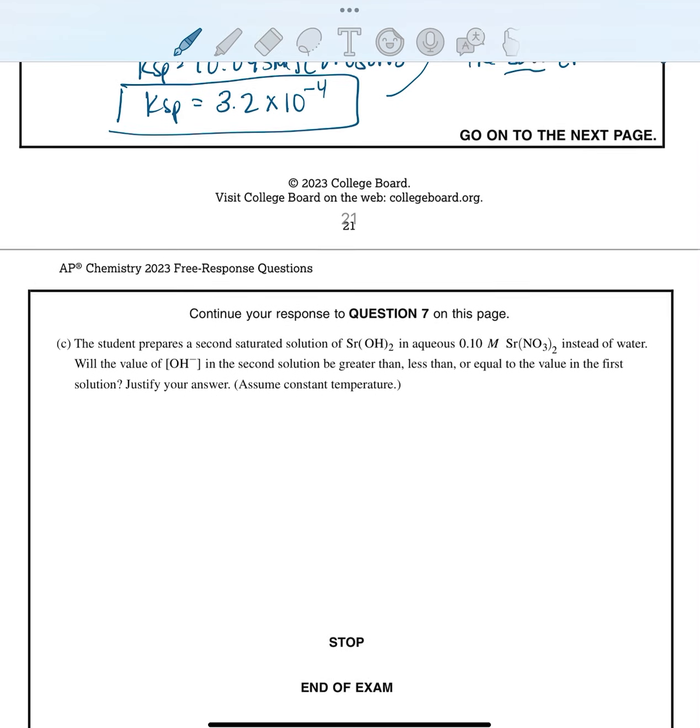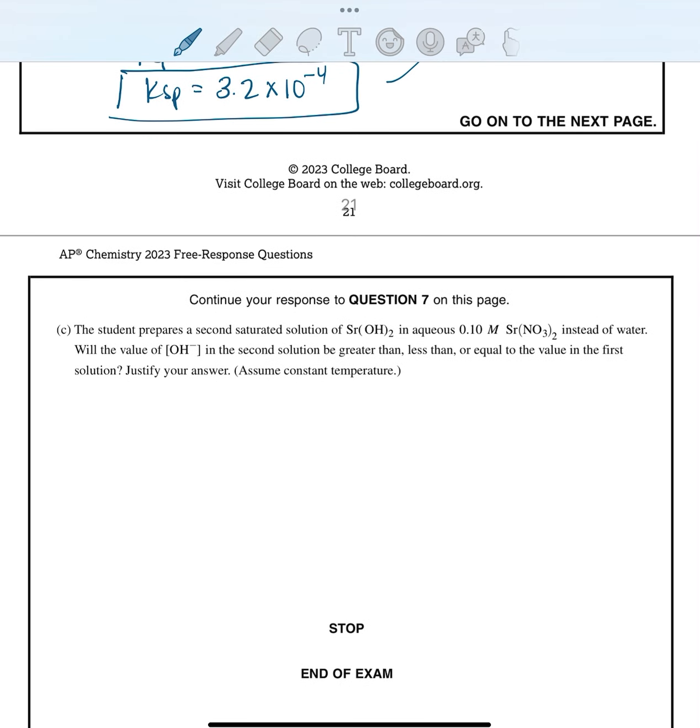The final question here in 7 is asking about a student who prepares another saturated solution of strontium hydroxide. But this time instead of dissolving this solid in water, you're dissolving it in a solution of 0.1 moles per liter strontium nitrate. So it's asking, will the value of OH in the second solution be greater than, less than, or equal to the value of the OH in the first solution? So what we have to think about here is we can maybe visualize it, okay?